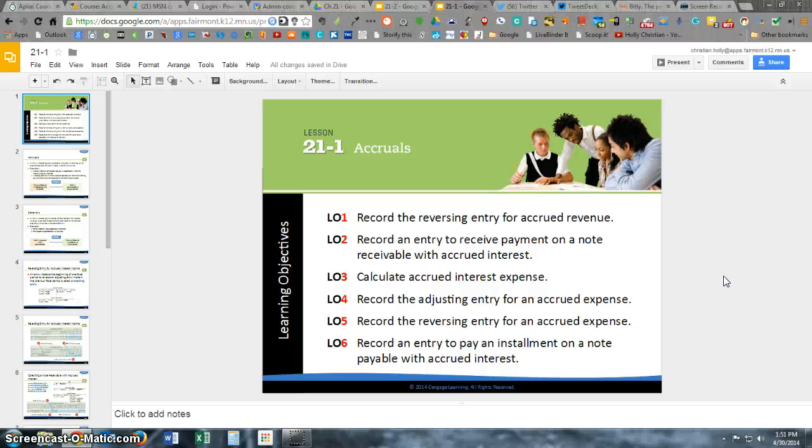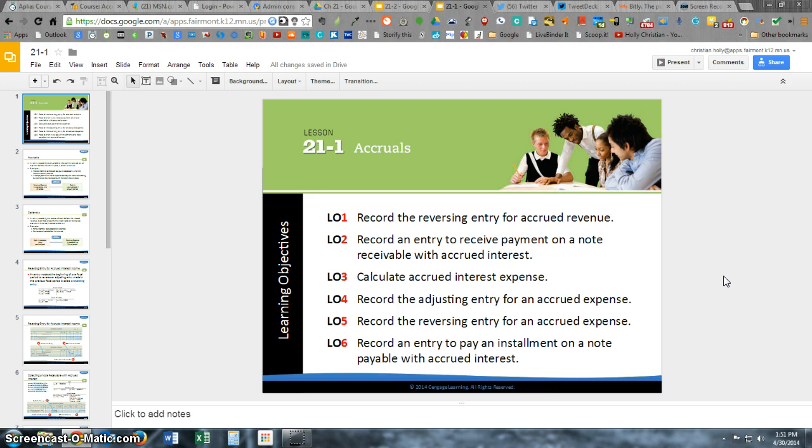Chapter 21 is going to introduce accounting for accruals, deferrals, and reversing entries. We've talked a little bit previously about accruals and deferrals, but you're going to get it in a little more detail in this chapter. All of this in Chapter 21 centers around the accounting concept of matching expenses with revenue.